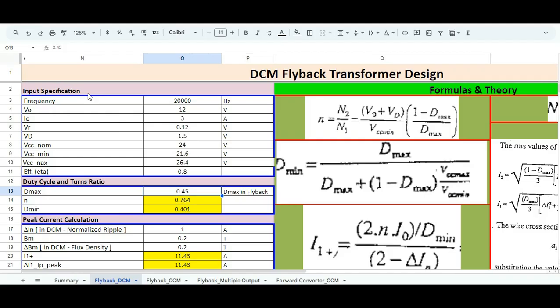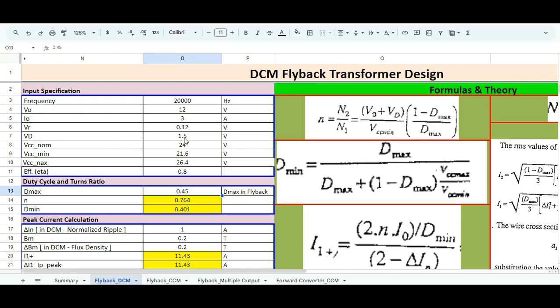This is very important. You need to understand your design requirement, what you want to design the flyback transformer for. So what is the input specification? This I am showing you just for demonstration purposes. Based on your input specification, you have to design the transformer. The frequency is 20 kilohertz, the output voltage is 12 volt, Io is 3 ampere, and VR is the output ripple voltage, which is 1% of my output voltage, which is 120 millivolt.